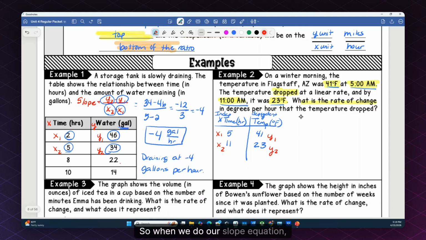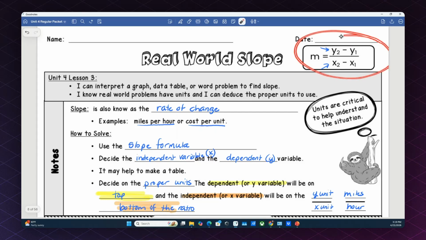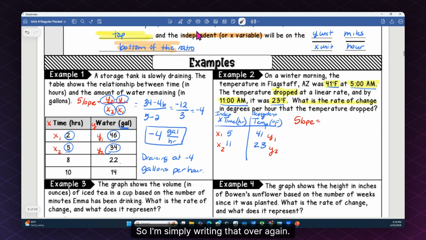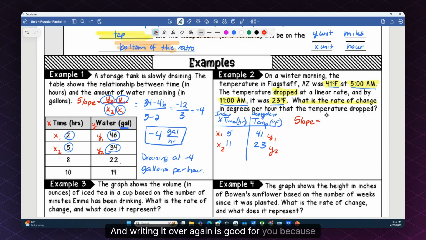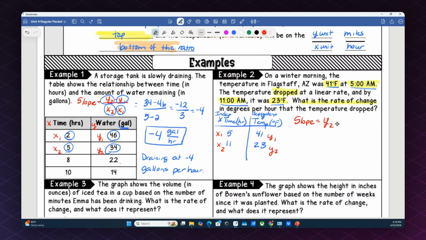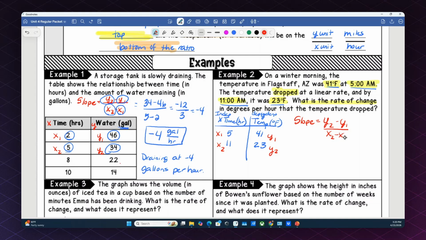So when we do our slope equation, I'm going to write my equation down again. Remember, my equation's from up here, so I'm not just grabbing it out of thin air. It is up here. So I'm simply writing that over again. And writing it over again is good for you because it helps to get it into your brain. It helps you to pay attention and kind of focus on the problem. And it helps you to realize that things just aren't random. Like, these numbers come from somewhere, right? These formulas come from somewhere.